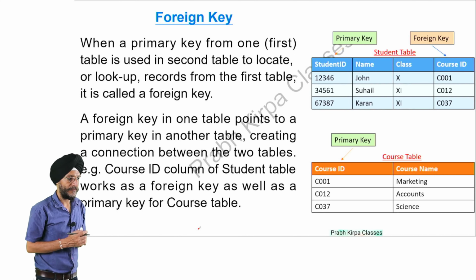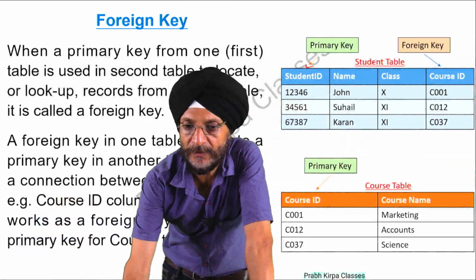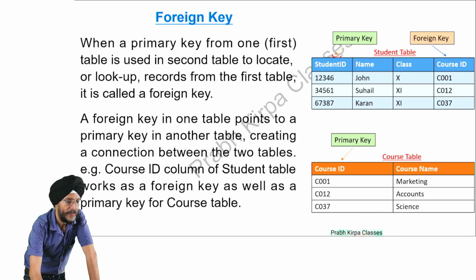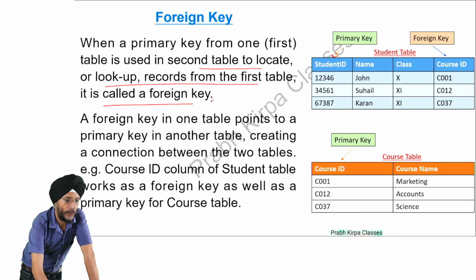Foreign key. When a primary key from the first table, that is the student table, is used in the second table to locate or look up records from the first table, it is called a foreign key.